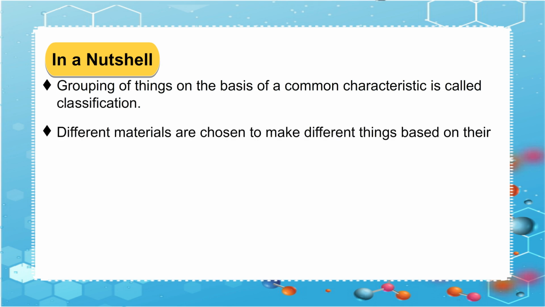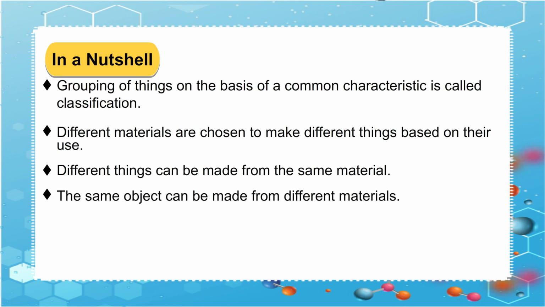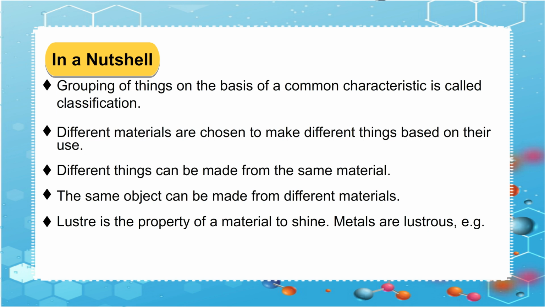Different materials are chosen to make different things based on their use. Different things can be made from the same material. The same object can be made from different materials. Luster is the property of a material to shine. Metals are lustrous, for example, gold and silver.